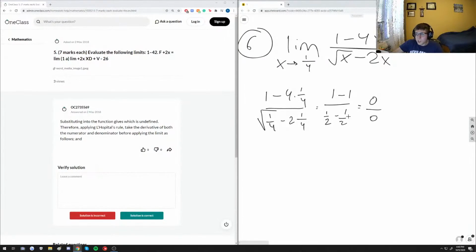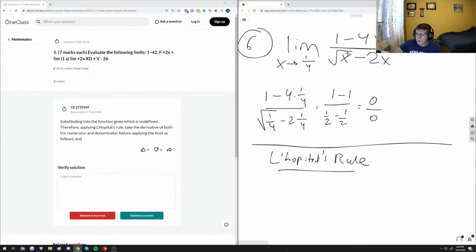Now, what's good about the 0 over 0 case is that if both the numerator and denominator are differentiable and we have this 0 over 0 case, we can use L'Hopital's rule. So the condition is we have to get that undefined 0 over 0 when plugging in the value at which we're taking our limit, and you have to be able to differentiate the top and bottom.